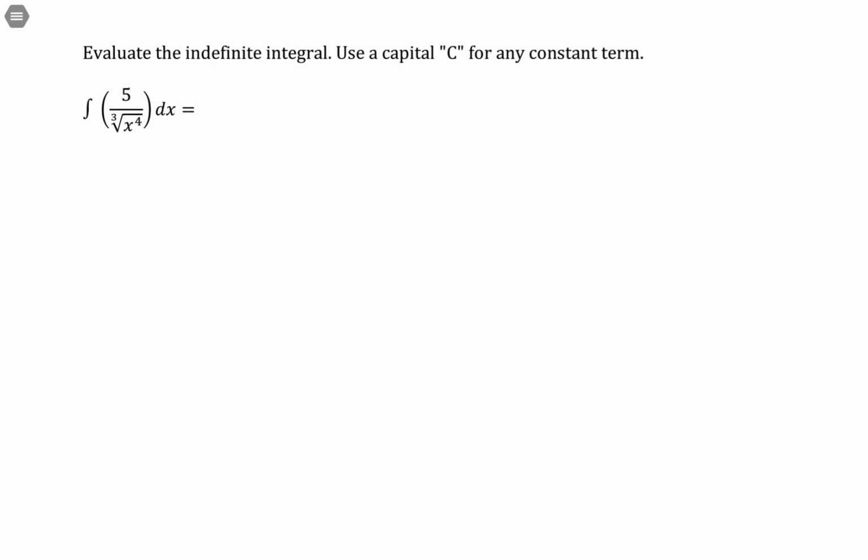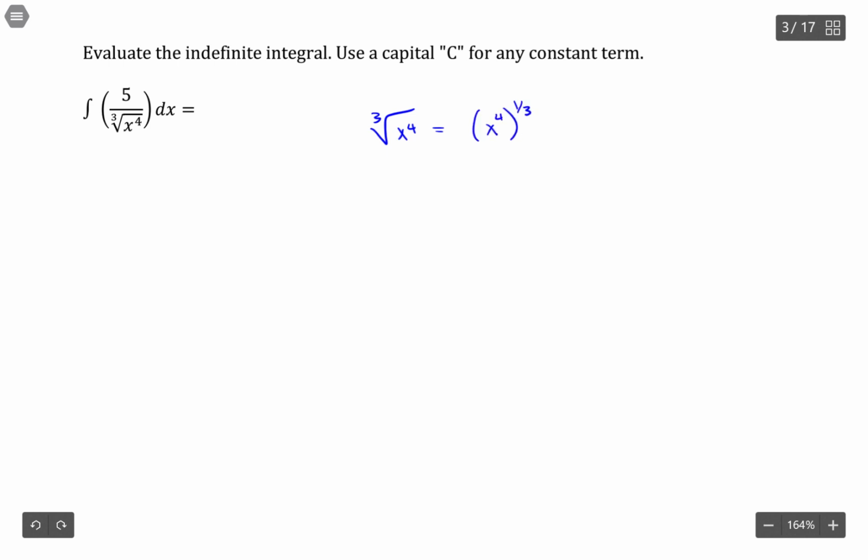So we don't have any means of a quotient rule for antiderivatives. All we have is the power rule, and we need to rewrite things so that we can use the power rule. And that's what we will do here, because when I have the cube root of x to the 4th, something that is a cube root, that is the same thing as raising it to the 1/3 power.